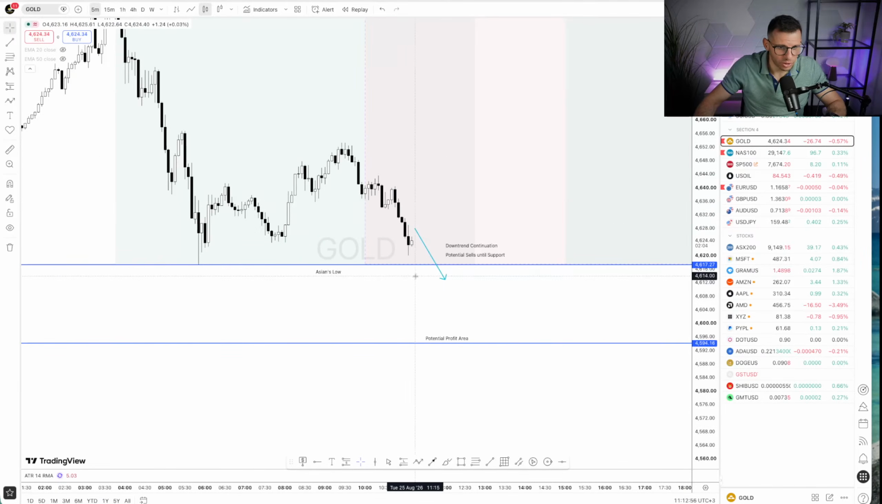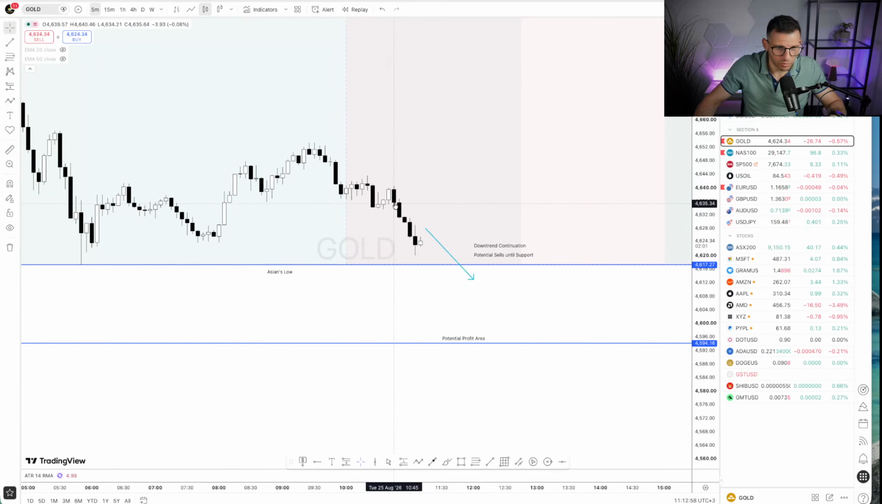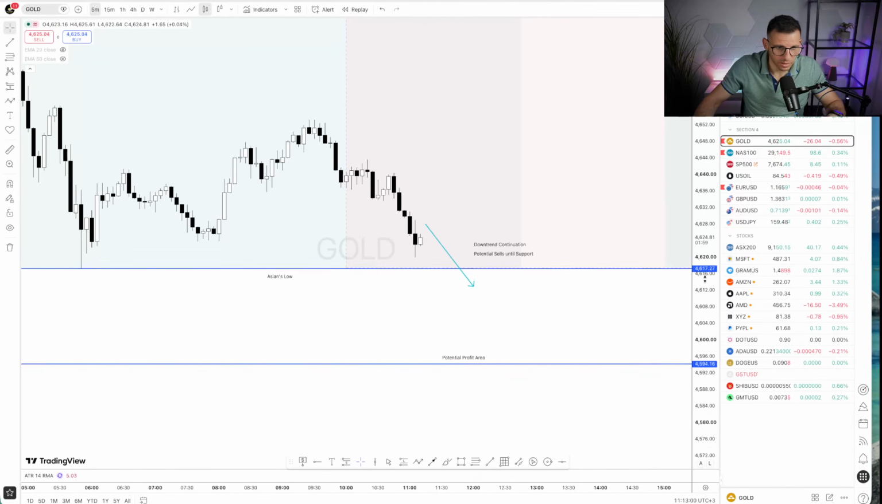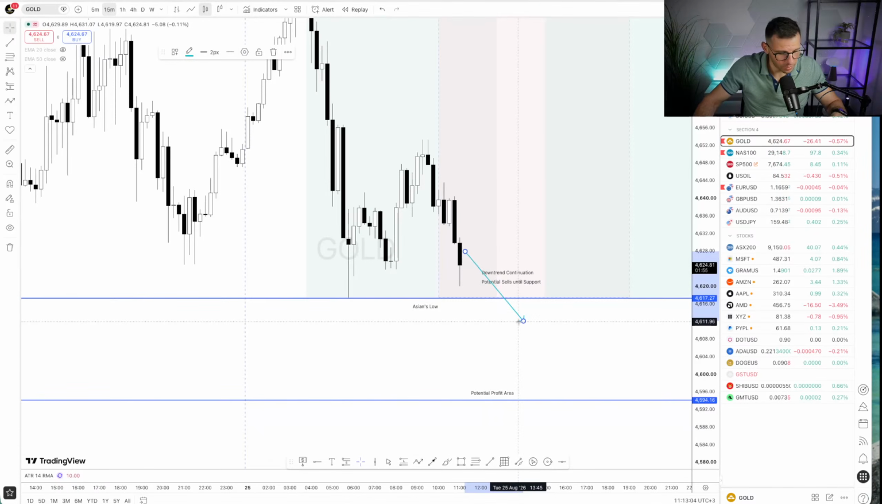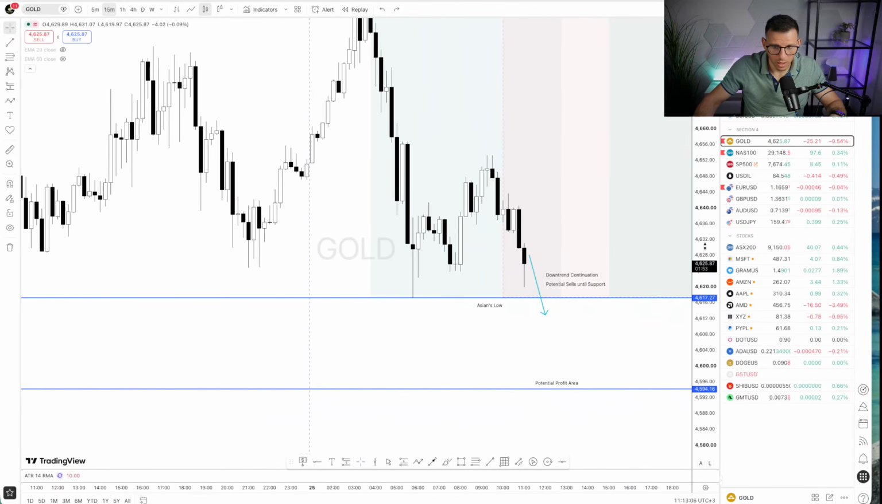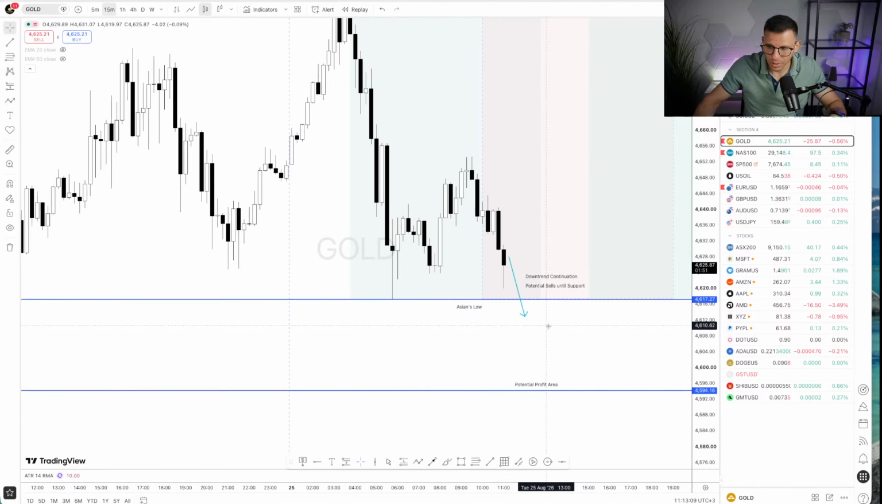Also, the 5-minute chart. See, we had a bearish engulfing here, and boom, price just slumped down. On the 15-minute time frame, I want to see the continuation on the 15-minute time frame.